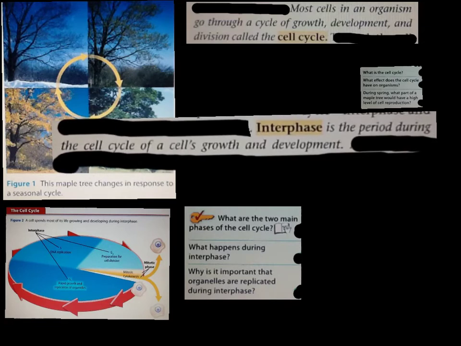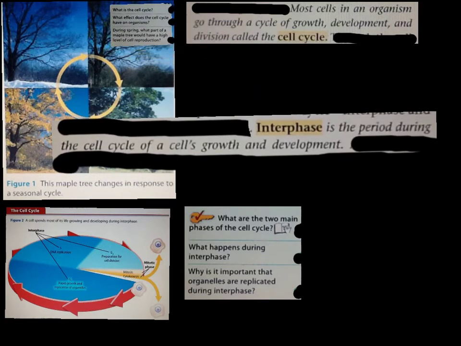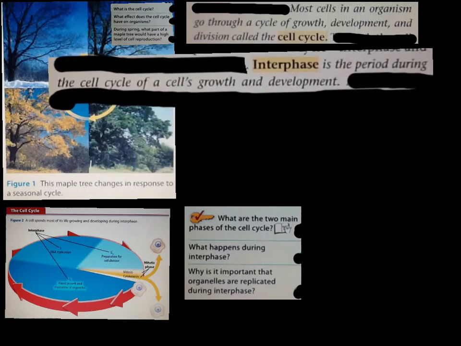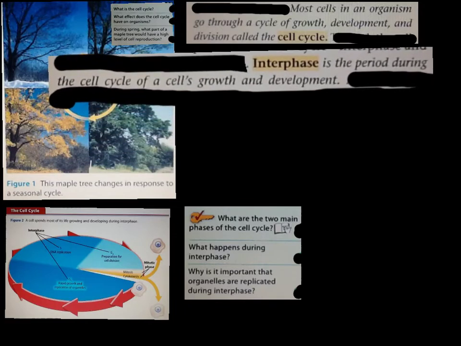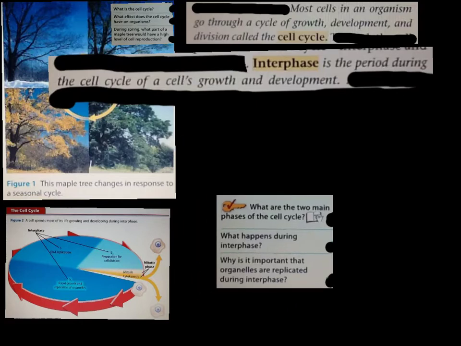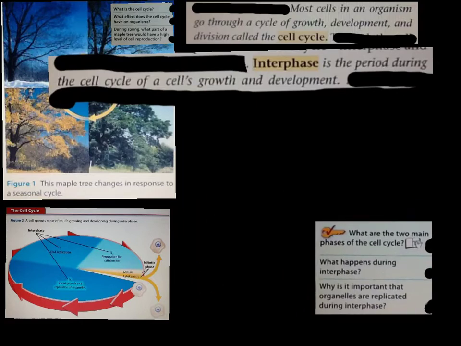During interphase, most cells go through 3 stages: rapid growth and replication, or copying, of the membrane-bound structures called organelles; copying of DNA, the genetic information in a cell; and preparation for cell division.